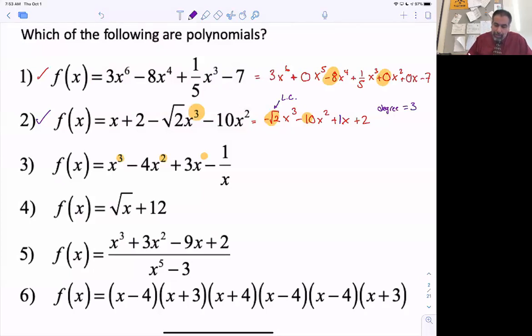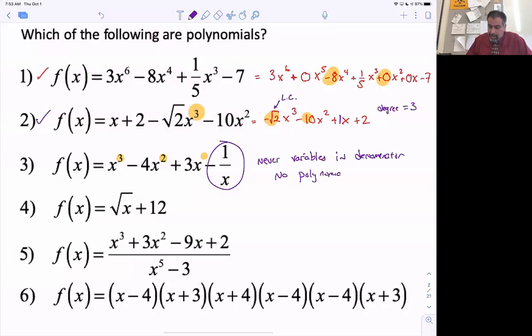And this is going to create a problem. This is going to prevent it from being a polynomial. Polynomials never have x's or variables in the denominator. If you see a variable in the denominator, no polynomial right away, okay? So this does not have a degree. This is not a polynomial. This is a different type of function.